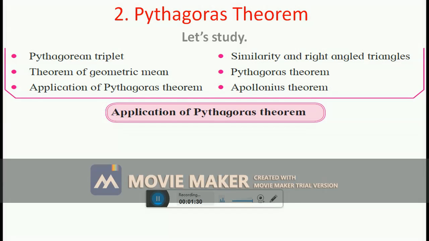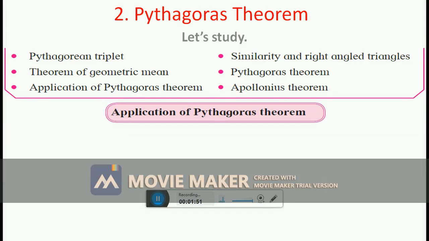Okay guys, our topic is applications of Pythagoras theorem. Here we have to understand two important words: first one is application and second one is Pythagoras theorem. We have already discussed the Pythagoras theorem, which says that the square of the largest side is equal to the sum of the squares of the remaining two sides. Now there is one more important word, applications.